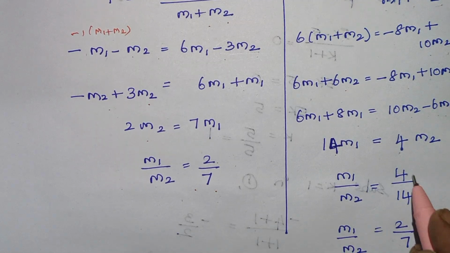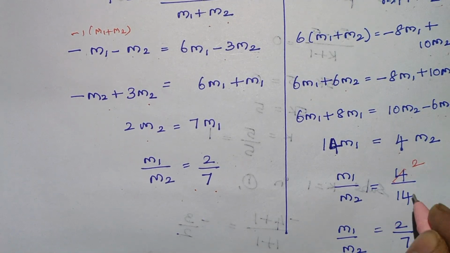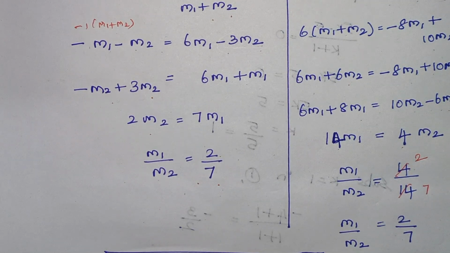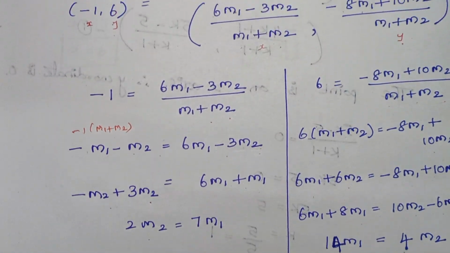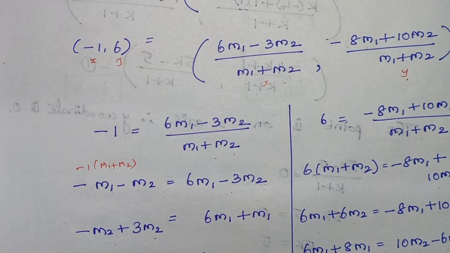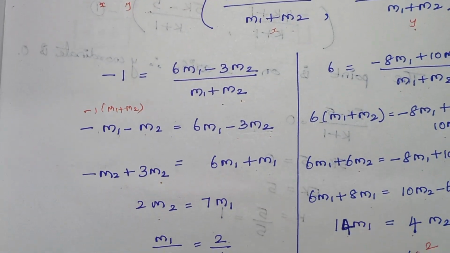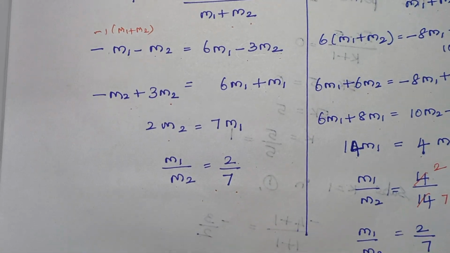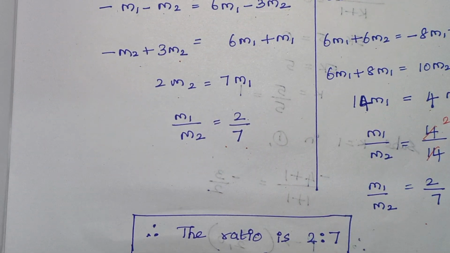And when you cancel these two terms by 2, 2 2s are 4 and 7 2s are 14. So again we are having the same ratio m1 by m2 as 2 by 7. Right. So for calculating the ratio, you can equate any one of the terms, either the x part or the y part. Just to show we are getting the same answer, here I have equated both the terms. So here the final ratio is 2:7.